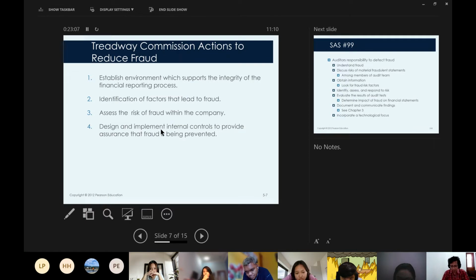And fraud is not just a concern of the company. Fraud is also a concern of the auditor. If you're working for an auditor firm, you need to be able to identify or detect fraud before it actually happens. Why? Because it's your responsibility.